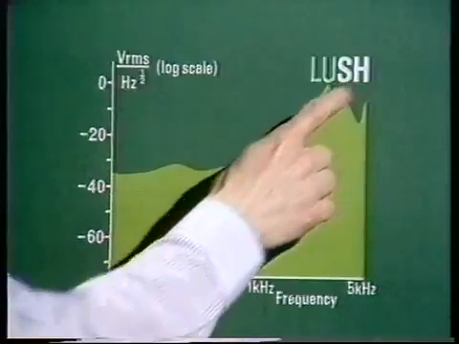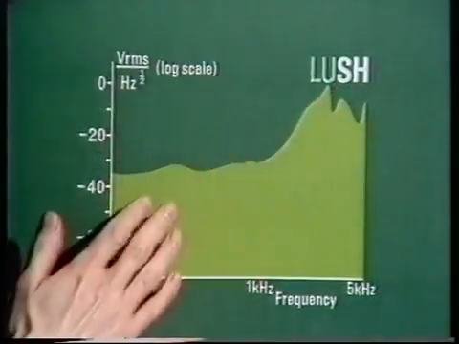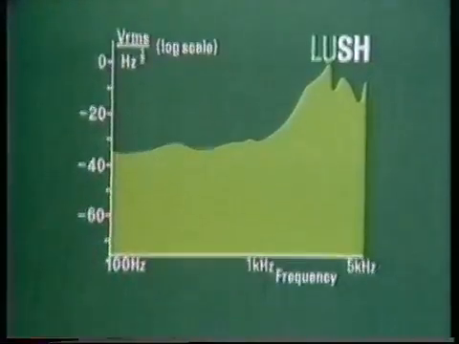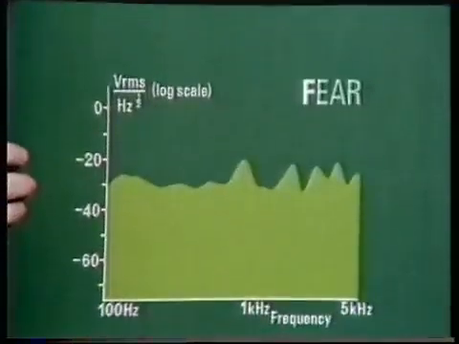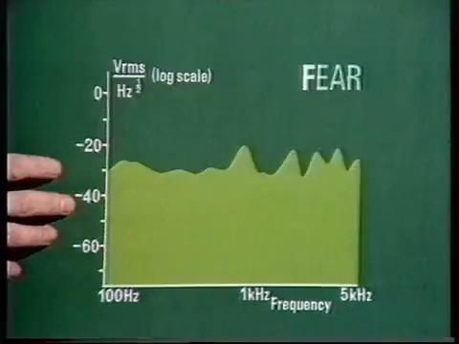Here's the sound sh at the end of the word lush, another continuous spectrum, but different in shape from the one for S. And here, a third unvoiced sound, the F at the beginning of fear, a different spectrum shape again. So, to produce a satisfactory speech synthesizer, we need the ability to copy these unvoiced sounds as well. And that means generating a spectrum crammed full of frequency components.